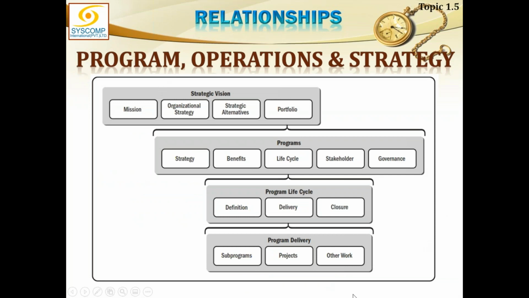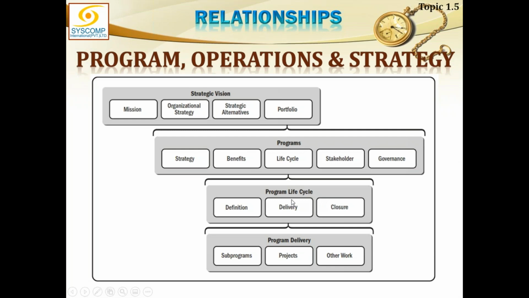Let's look at this diagram. Here it shows the strategic vision is composed of the mission, the organizational strategy, the strategic alternatives, and ultimately, in this sequence, a portfolio is created. In this portfolio, we have got programs, and program has got its own strategy. They have benefits, they have a life cycle, they have different stakeholders, and there is a governance mechanism. So these are the 5 domains of the program.